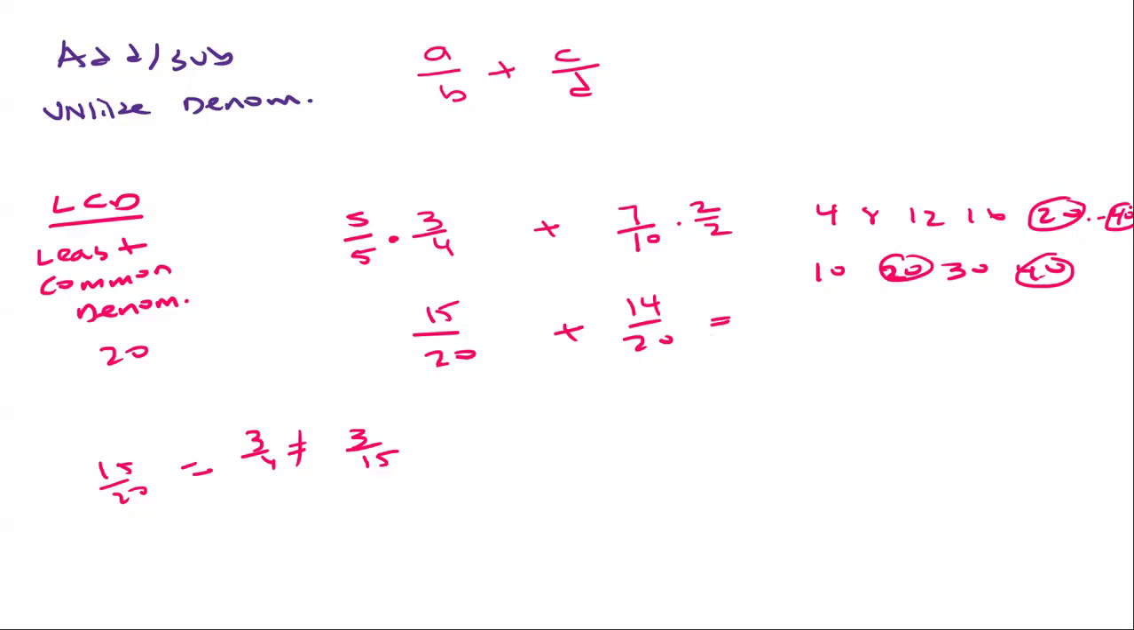All right. So now I can add the fractions. So 15 plus 14 divided by 20. So that gives me 29 over 20. Okay.